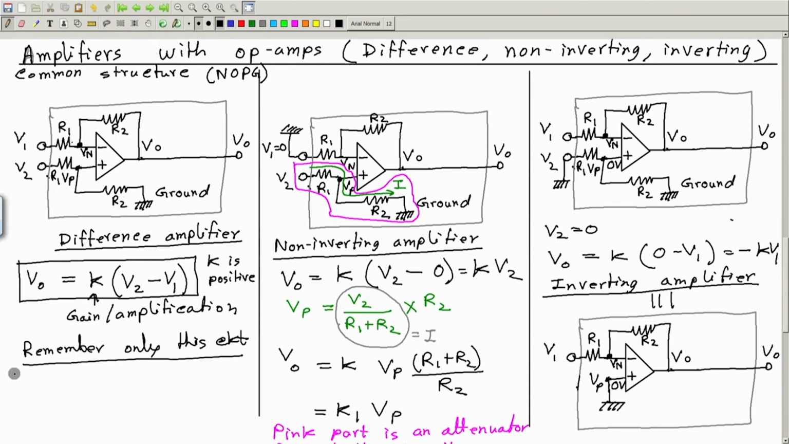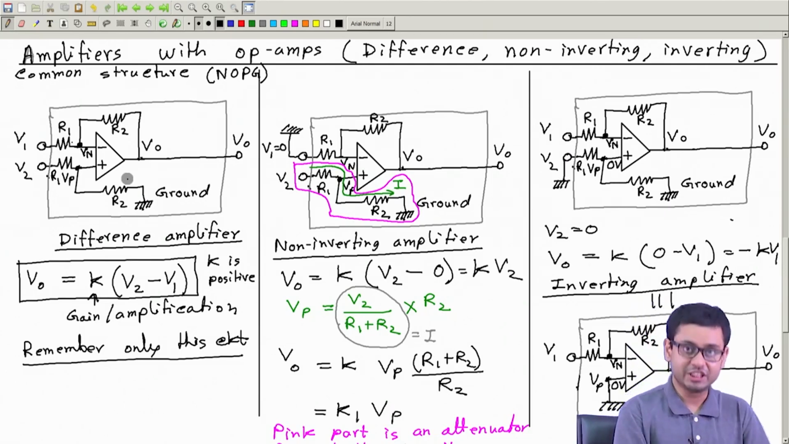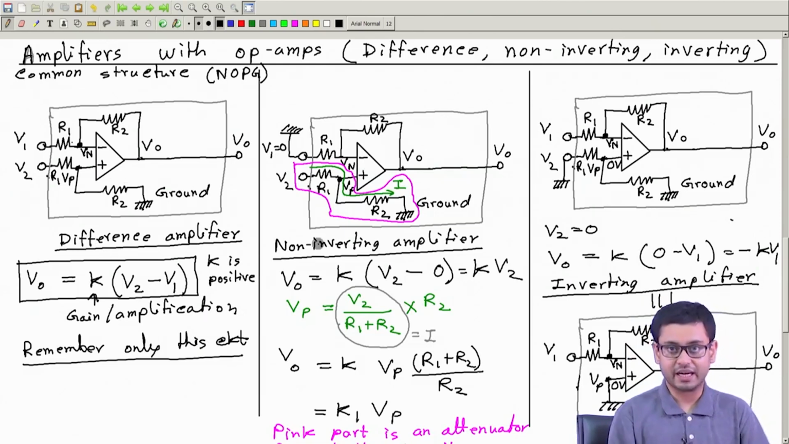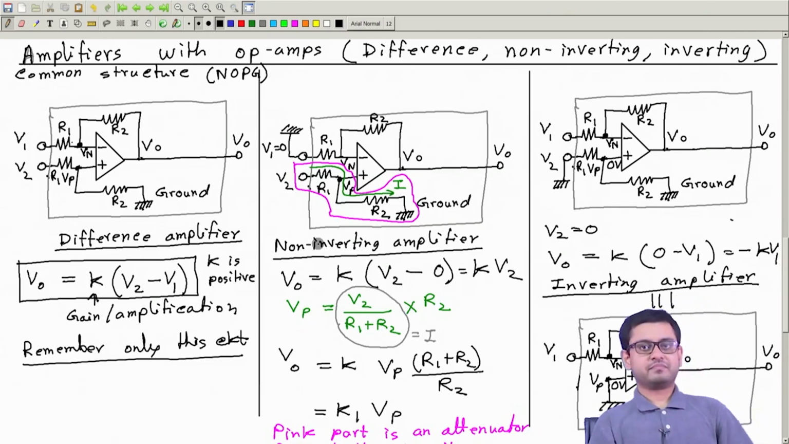Next we shall see the circuit theory of these 3 circuits. So let's take a break. Thank you.